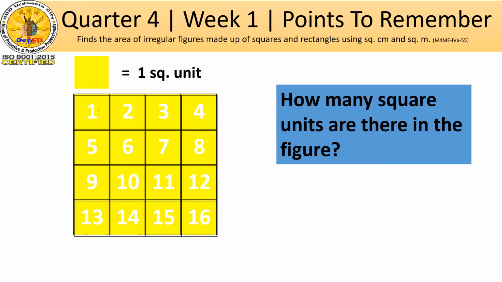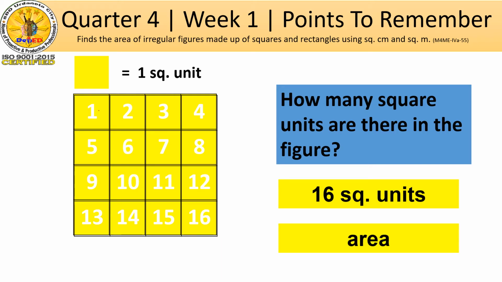Let us count. 1, 2, 3, 4, 5, 6, 7, 8, 9, 10, 11, 12, 13, 14, 15, 16. So there are 16 square units that make up this figure. Now, what do you call those 16 square units that cover the figure? It is what you call the area.